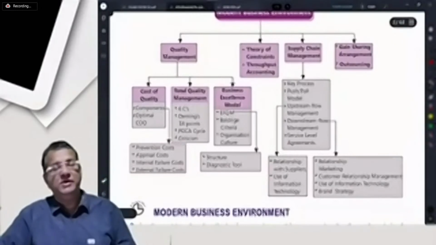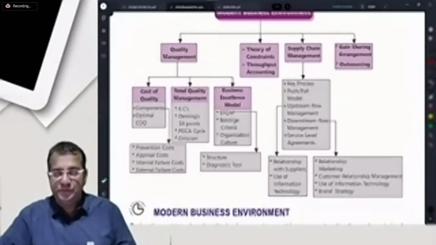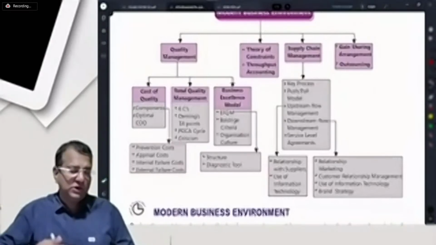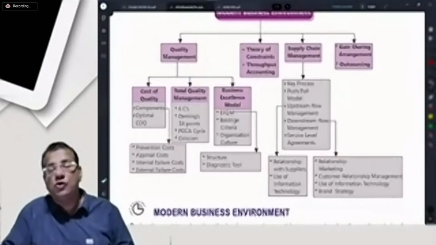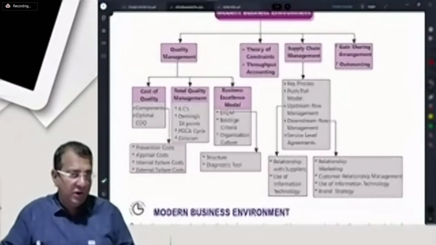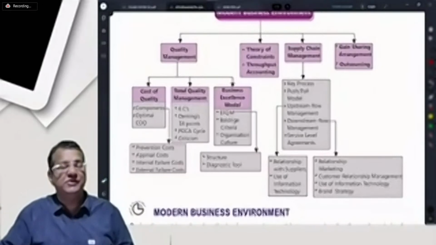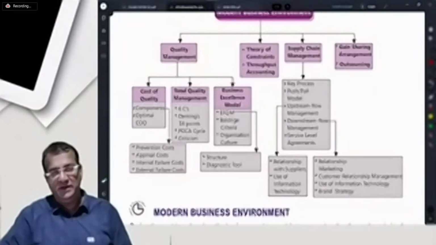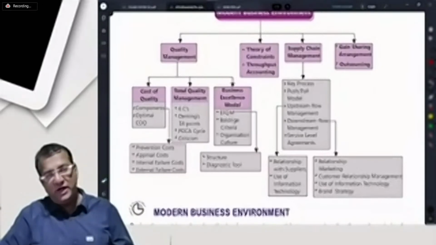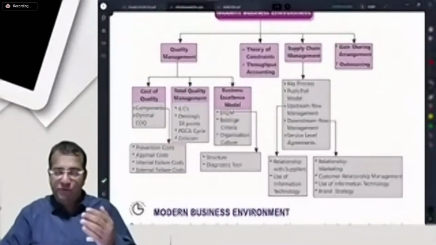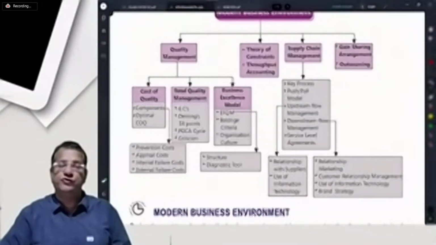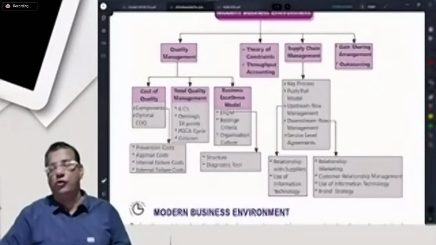In quality management, we have 3 topics. I am repeating, beta. The first major topic in chapter number 2 is quality management. In quality management, we have 3 concepts. The very first concept is known as cost of quality, also known as quality cost.